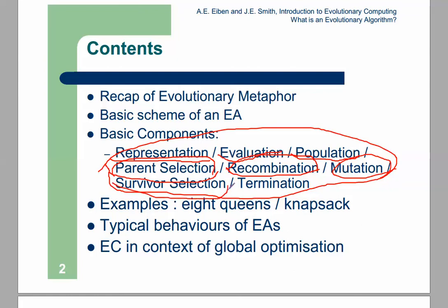Survivor selection is a selection method that selects from both parents and children for the next generation. Survivor selection is sometimes based on age, such as in nature, or is fitness based. And termination, as we said, EA repeats and repeats until the termination condition occurs.